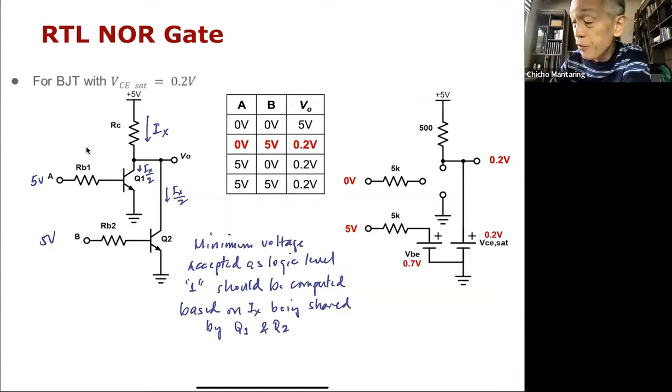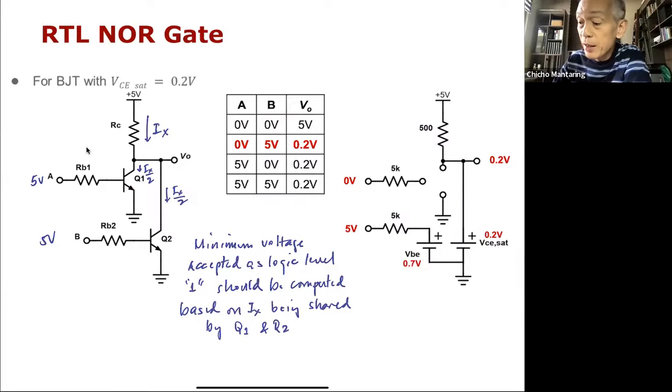And then if you have a 3-input NOR gate, you add another transistor, then this current is now going to be shared by 3. Therefore, our minimum beta for this transistor will now be based on IX over 3, and so forth. But when any of the transistors is conducting or saturated, your output will just be 0.2 volts. Any questions with regard to this?